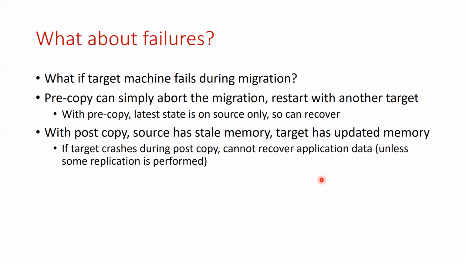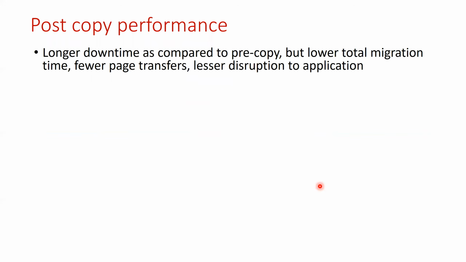And of course, if the source crashes before you've migrated anything, in both schemes, it is difficult, right? Your main copy of the data is lost. So recovering from source failures is hard in both migration techniques. So in general, pre-copy is a little bit more resilient to random machine failures.